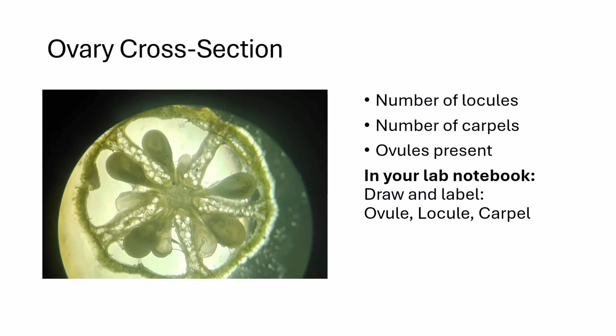Now examine the ovary cross-section. Count the number of locules. How many chambers are visible? Each locule corresponds to a carpel. Locate the ovules inside each chamber. Now draw and label the ovule, locule, and carpel. You are using structure to determine how many carpels formed this pistil. Pause and complete your drawing.